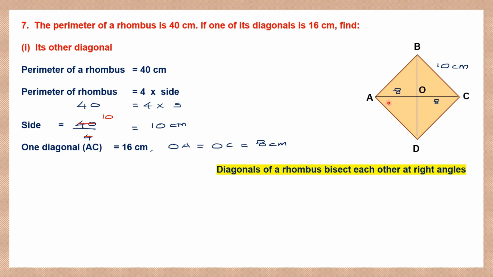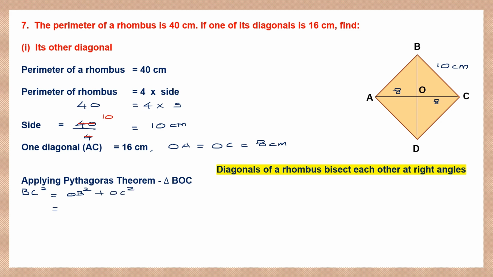Now let's consider only this right triangle BOC. So if you consider this right angle triangle, we have this side 8 and this side 10. We only have to find this side, that is OB. We can use the Pythagoras theorem to help us find this. So let's find that first. So applying the Pythagoras theorem, according to that, what is it? BC square is the hypotenuse. BC square is equal to OB square plus OC square.